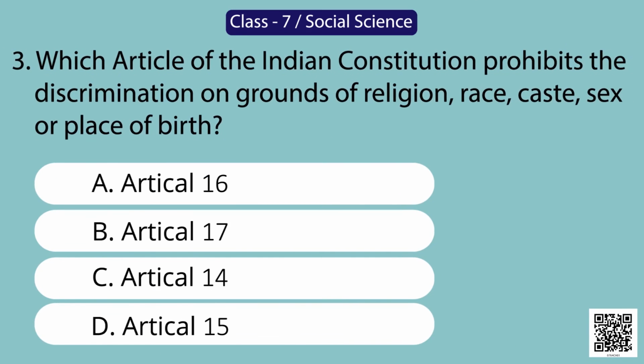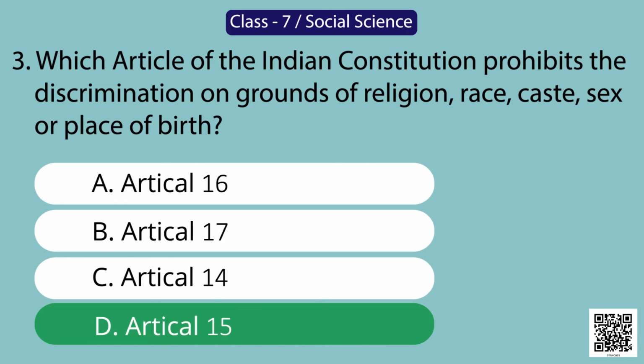Question number 3. Which article of the Indian Constitution prohibits discrimination on grounds of religion, race, caste, sex, or place of birth? Students, in this question, you have to choose one right article from the 4 choices. A. Article 16. B. Article 17. C. Article 14. D. Article 15. Students, as you studied in this chapter, the excerpt is from Article 15 of the Indian Constitution. Therefore, D. Article 15 is the right answer.